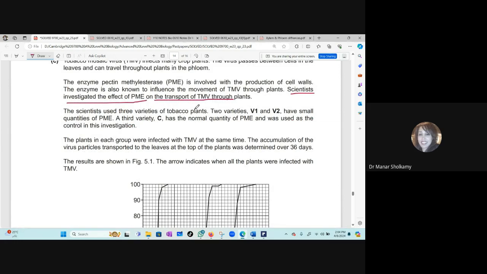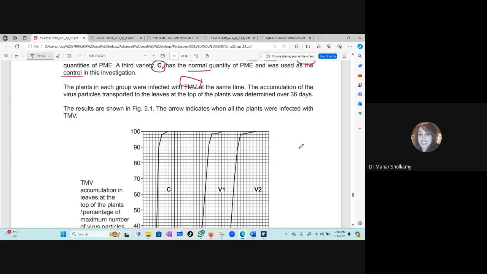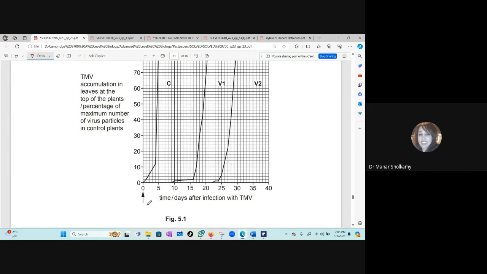Scientists use 3 varieties of plants, 2 varieties V1 and V2 have a small quantity of the enzyme, and a third variety, C, has the normal quantity, so C definitely is the control. The plants in each group were infected with the virus, and then the accumulation of the virus particles transported to the leaves at the top of the plant was determined after 36 days. The results are shown, and the arrow indicates when all the plants were infected with the virus. So this is the time they were all infected.